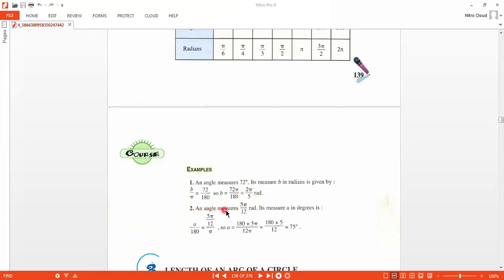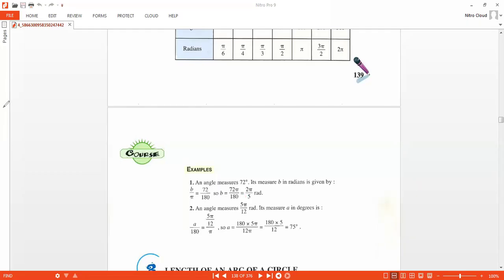Now, what if I have an angle that measures 5 pi over 12? I will give you a hint, which is much easier in order to calculate it in degrees. It's enough to replace the pi by 180. So you do 5 times 180 degrees divided by 12. You will get 75 degrees. Okay, so no need to use the rule. You just replace the pi by 180.